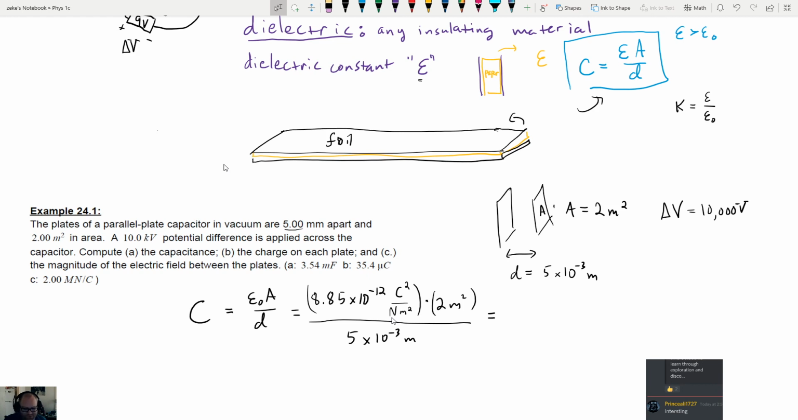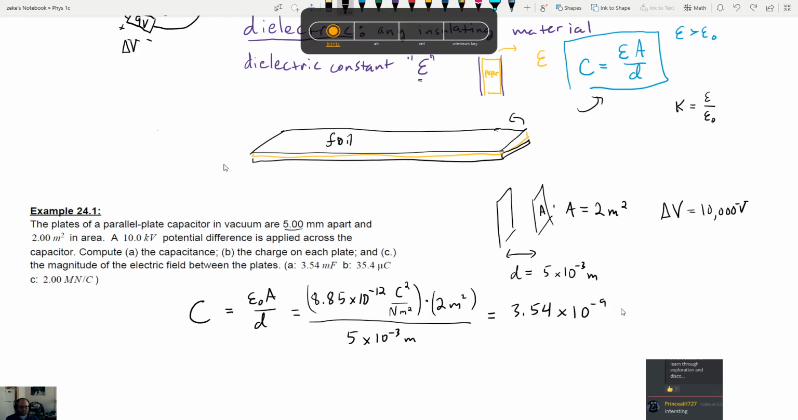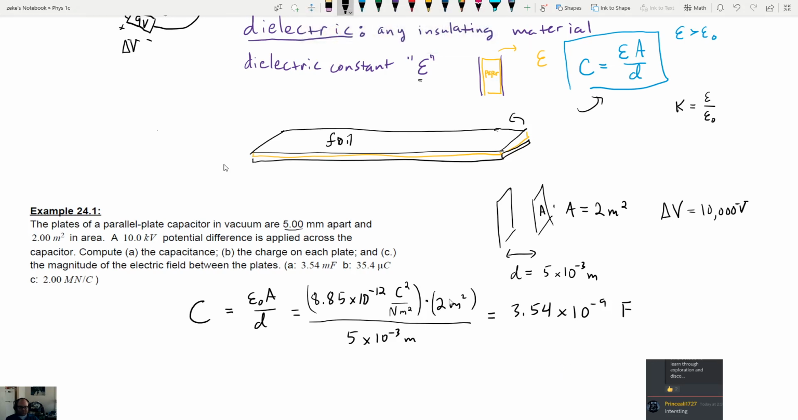So the capacitance of this would be... Go ahead, do you have a question? Oh no, I was going to say it was 4 times 10 to the negative 9th. Oh yeah, that's fine. This should come out as farads. You can work out these units right here. Meter squared cancels out with meter squared. You get coulomb squared divided by Newton meters, which is coulomb squared divided by joules, that's what a farad is. Okay, so that works out.